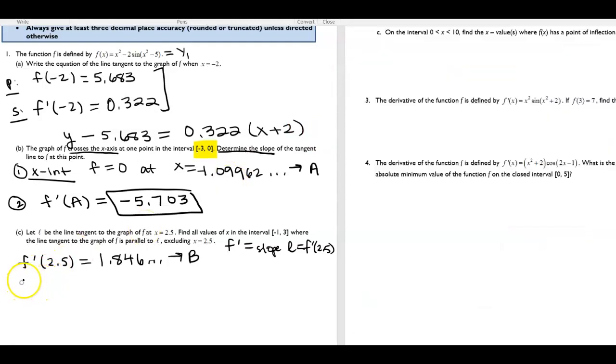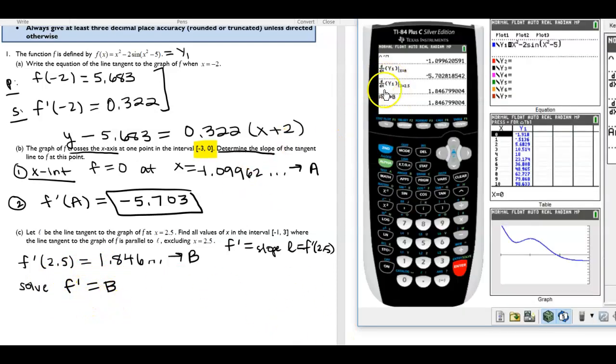Now what we need to solve is when is f prime equal to this number B? When we want to solve an equation that has something on both sides, I need to use the intersection tool on my graphing calculator. Right now when I look at my graph, this function y1 is my f. I need to graph f prime.